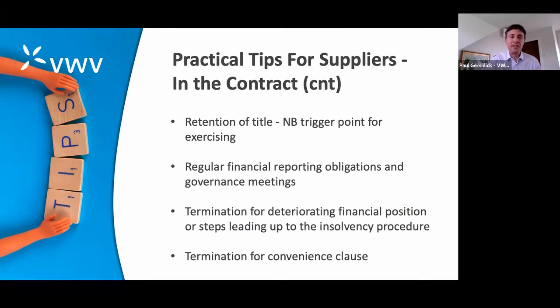Other things to consider would be insisting on regular financial reporting obligations on the customer, perhaps monthly governance meetings where the customer has to disclose how they're doing with payments generally, or you can discuss a change in their credit rating. And link that obligation to a material breach. If they don't provide that financial reporting, then that would justify termination. That's how serious it should be.